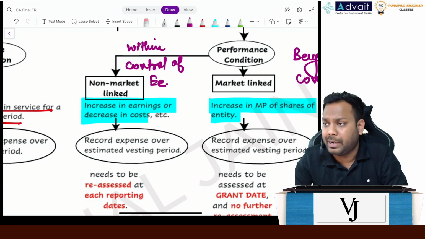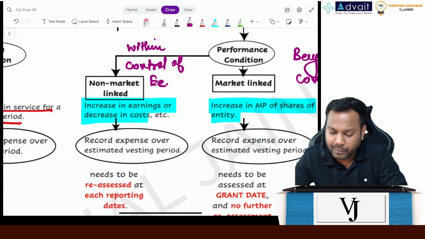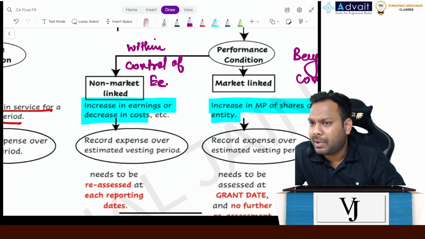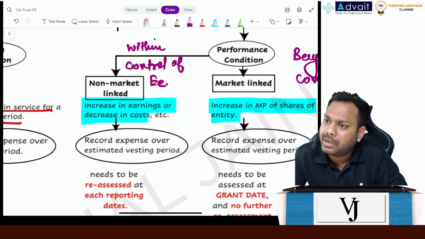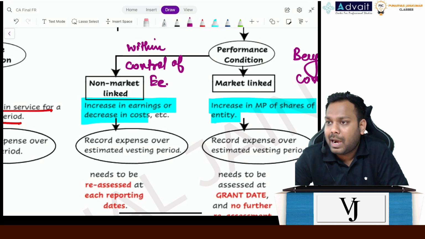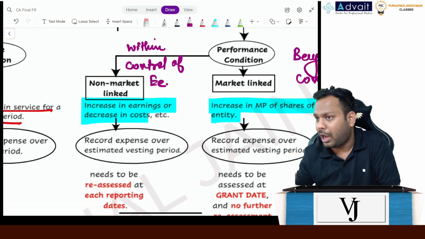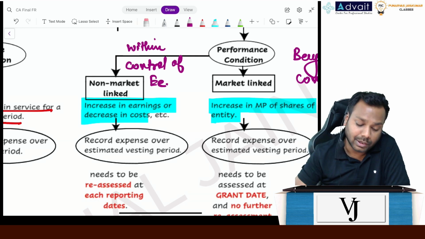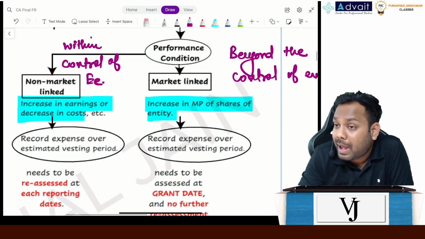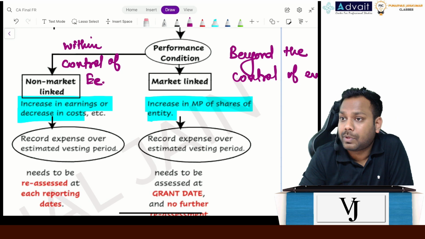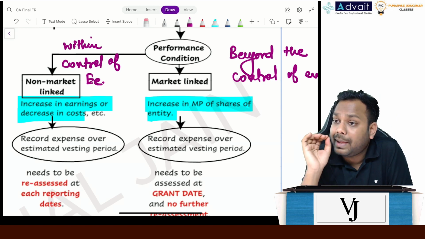But in the market linked case, at the end of the first year, can I estimate what the price will be at the end of the third year? No, I cannot, right? At the end of the second year, can I estimate? No, I cannot estimate what the price will be even after a week. How can I estimate for a year? So the standard says whenever it's a market linked condition, always book the expense.